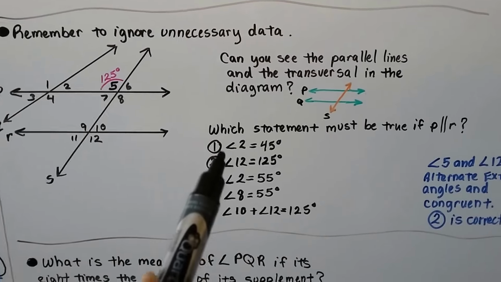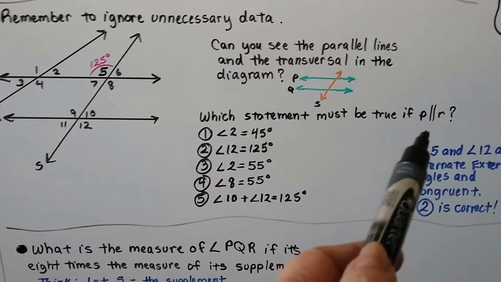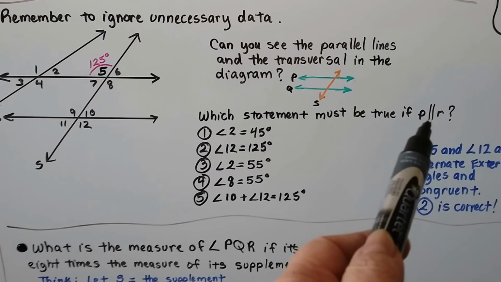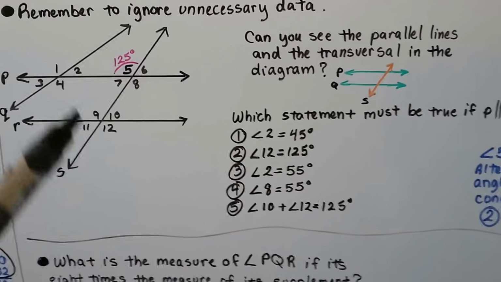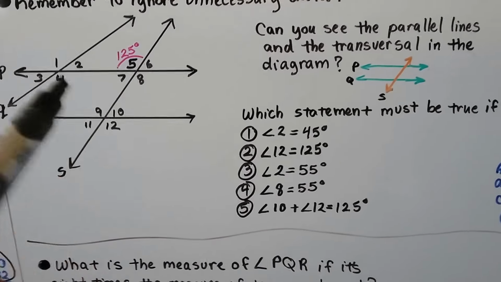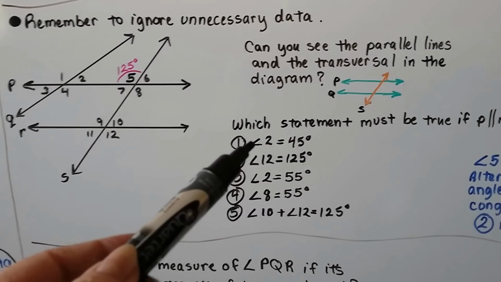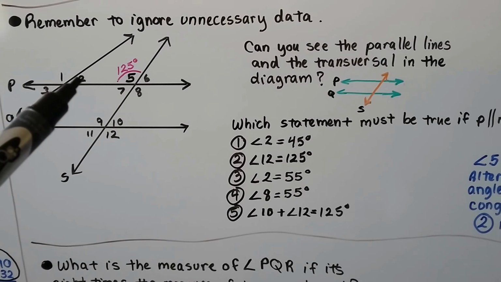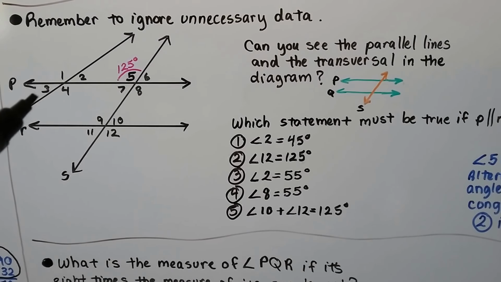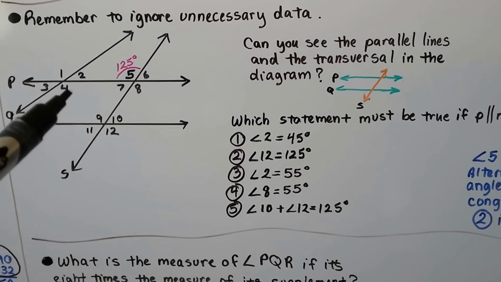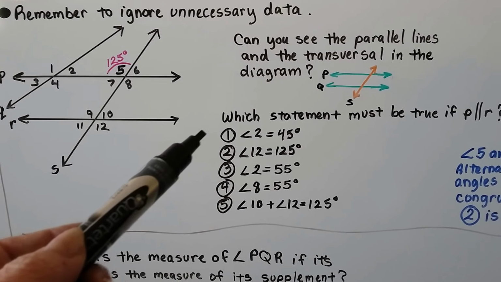And it asks us which statement must be true if P is parallel to R. See the notation? That's the parallel symbol. So P is parallel to R. So which of these is true if these two are parallel to each other? We look at number 1 and it says angle 2 is 45 degrees. Well, we don't have any measures here to help us figure that out. We don't have any vertical measures or any supplementary measures. So there's no way of knowing that. So we don't know if that's true. So 1 is not the answer.